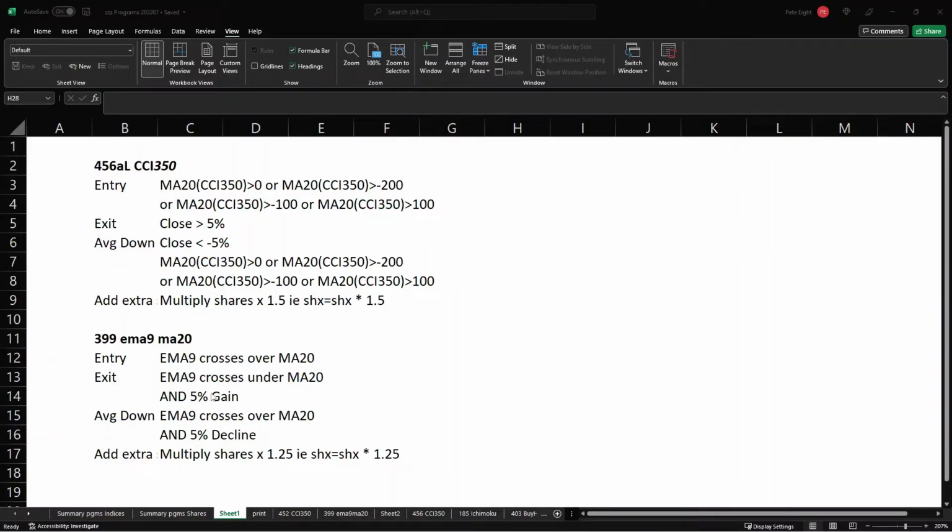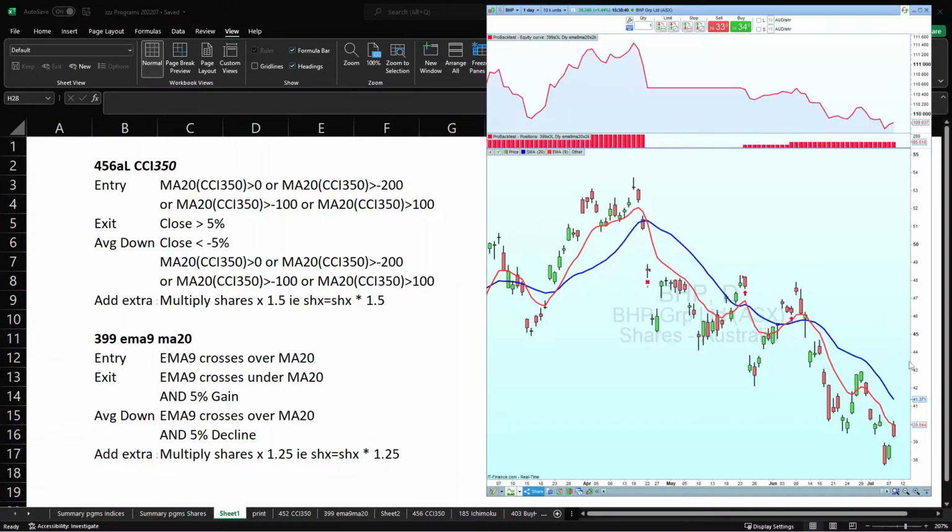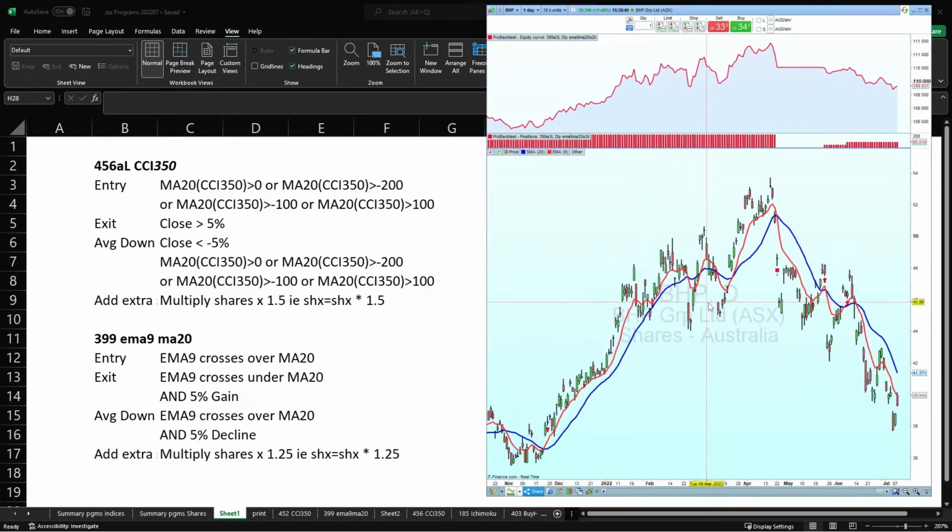Moving average strategy is where the exponential moving average 9 crosses above the moving average 20. That's when you enter the trade, and you exit when at least a 5% gain is made and the EMA9 crosses under the moving average 20. So again, looking at a chart as an example, let's look at it back here.